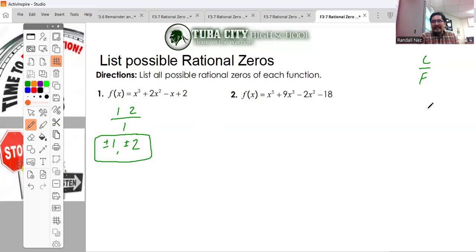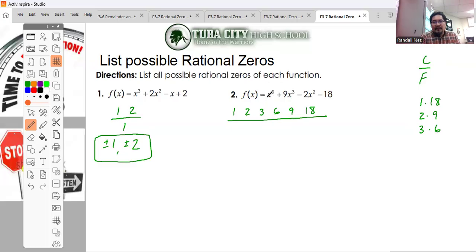So we got 18 here. I'm going to make a list of the numbers that multiply to 18. So 1 times 18, 2 times 9, 3 times 6. 4 and 5 don't work out, so that means I got a complete list. So that's going to be our top number. The last number is 18. So let's make a list: 1, 2, 3, 6, 9, and 18.